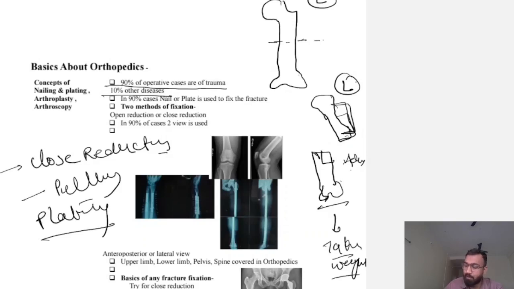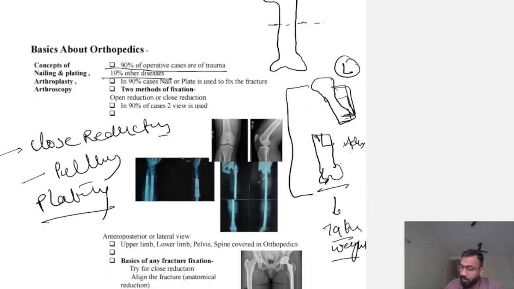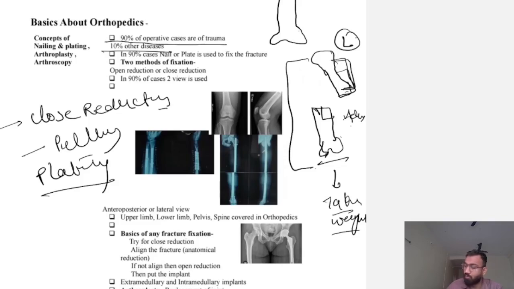So what is plating? Let's assume this is the fracture, the fracture of the humerus. Now you have to reduce it. So how can you reduce it? You have reduced it openly by open reduction.